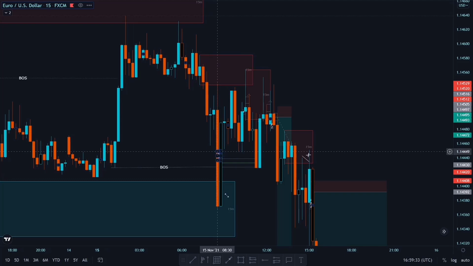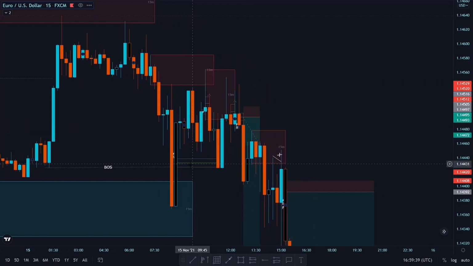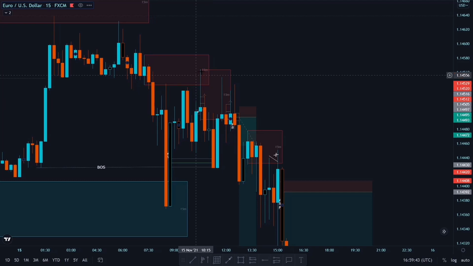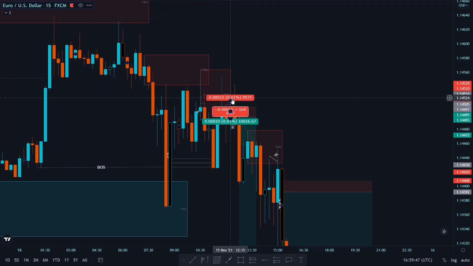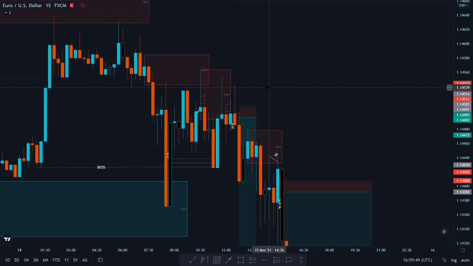After breaking structure, what happened is the price got a quick move up, we get a mitigation here, and we get another change in character here. So that's why I took this candle and marked my another 15-minute point of interest here.